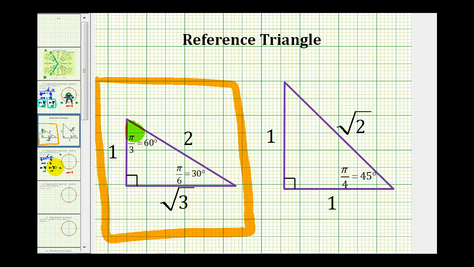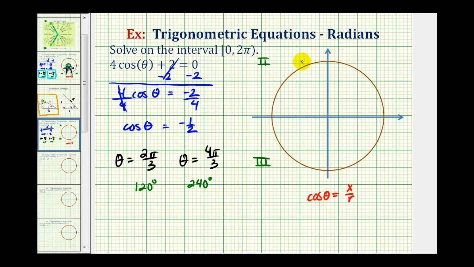So let's go ahead and do that. We'll sketch a pi over 3 radian reference angle in the second quadrant here, and here in the third quadrant. Again, we know they have to be in these quadrants because the x-coordinate has to be negative, since the cosine function value is negative. Now let's also sketch the reference triangles.